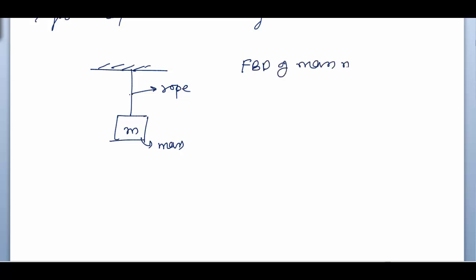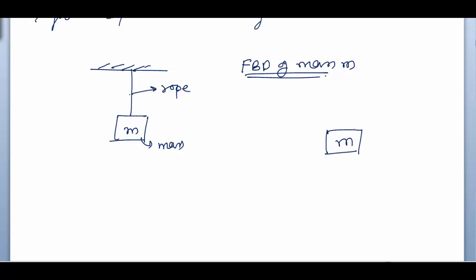There is a rope and there is a mass M. There are two members. First one is rope and next one is mass. If we draw the FBD of mass M, we will have to separate the mass M from the surrounding. So first draw the mass M. Now what are the external forces acting on it?